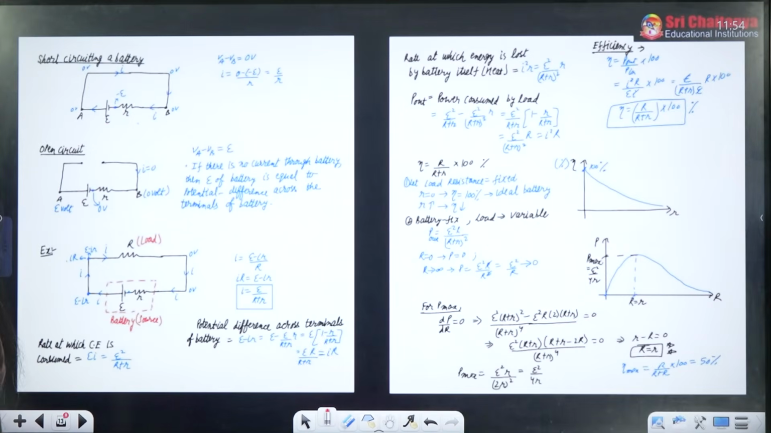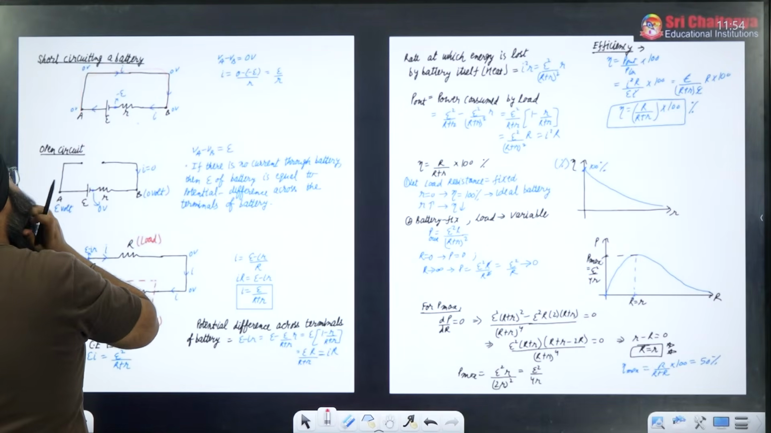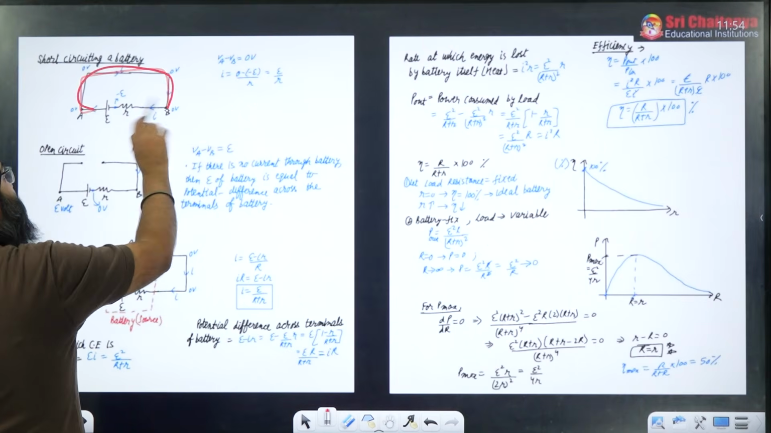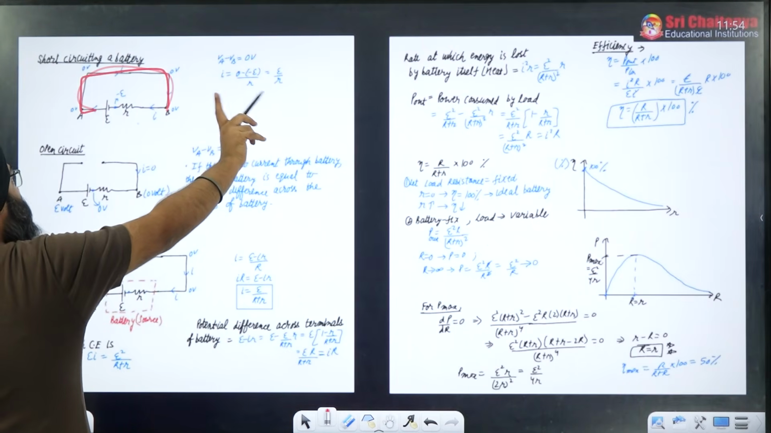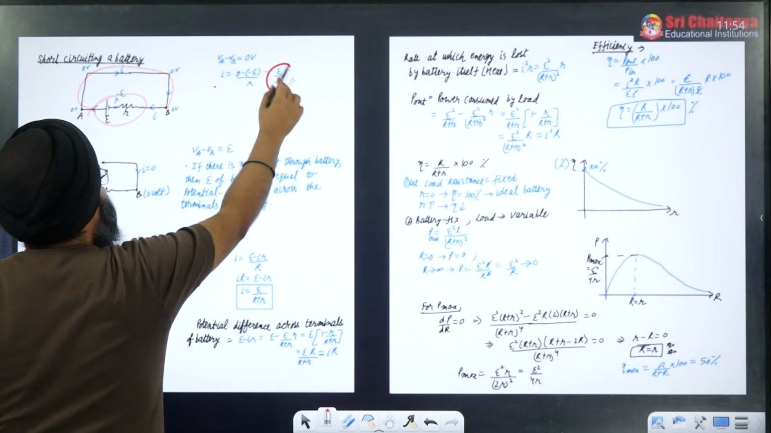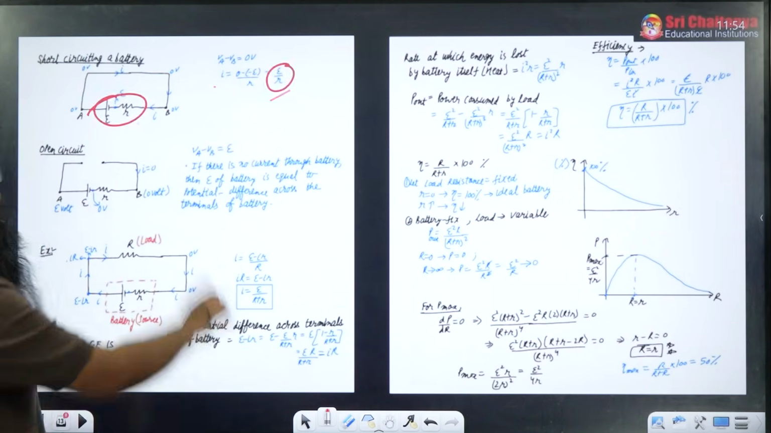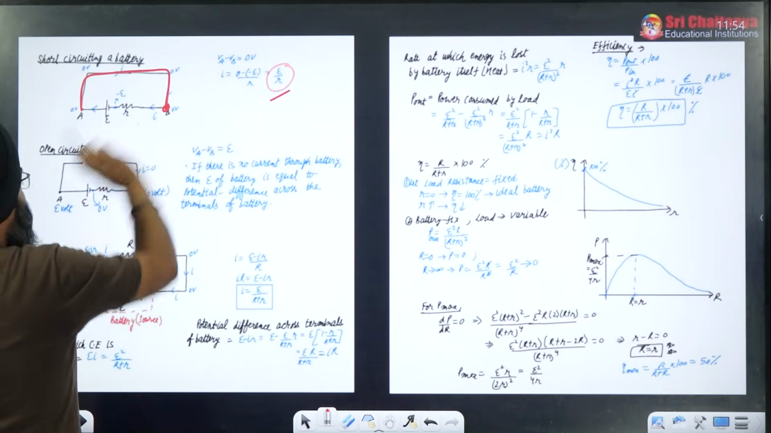Next, short circuiting a battery. If you short circuit a battery, that means across the terminals of the battery you apply some wire, then the current will flow through this particular element. And what will be the current? Current will be equal to E divided by small r, the EMF of the battery divided by the internal resistance of the battery. The terminal voltage will become zero here also.